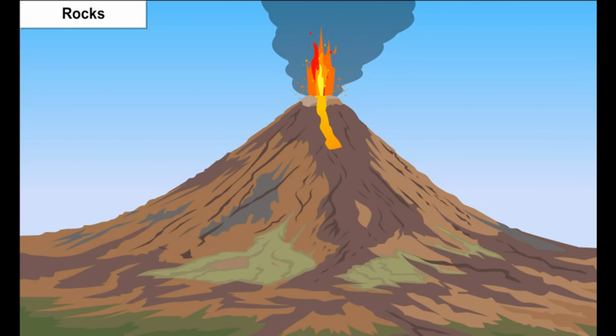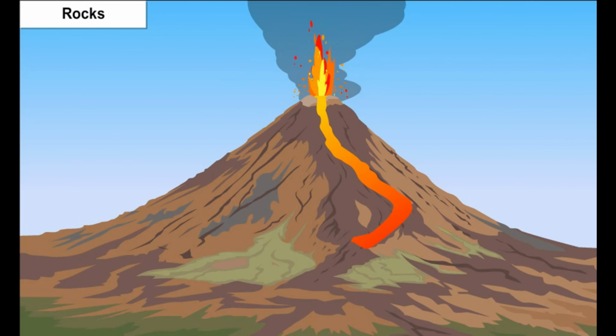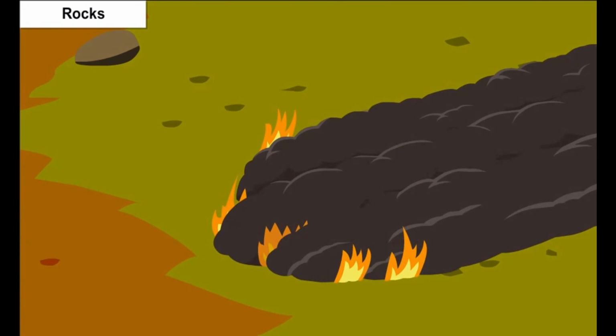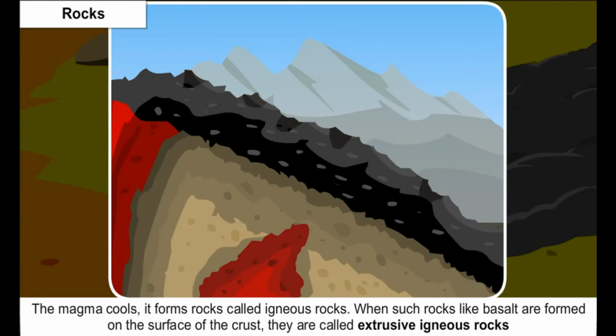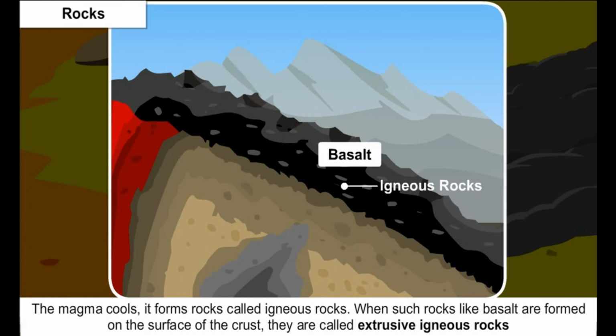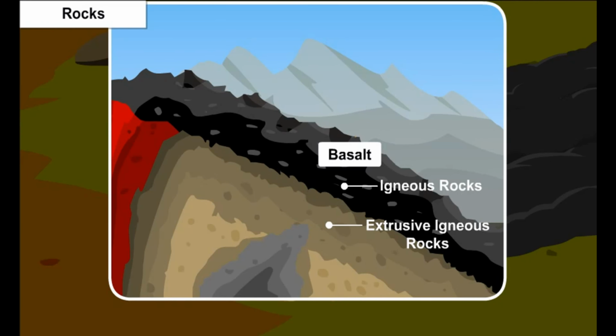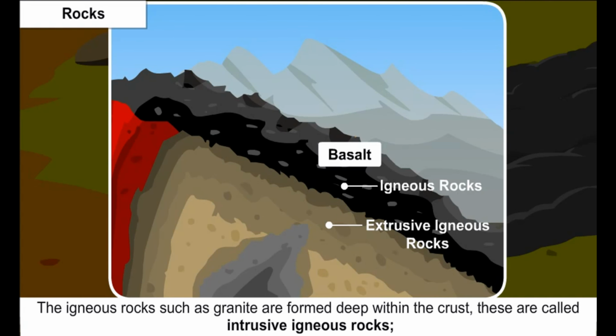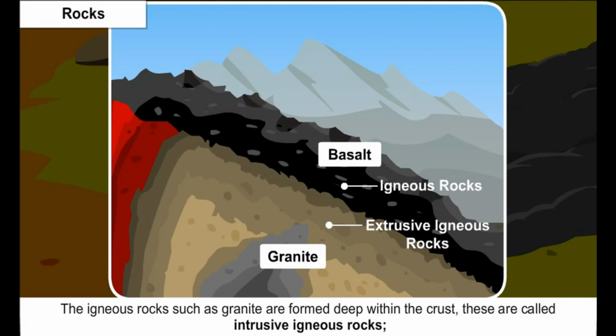When a volcano erupts, the molten lava flows out and pours onto the Earth's surface in form of molten magma. When the magma cools, it forms rocks called igneous rocks. When such rocks like basalt are formed on the surface of the crust, they are called extrusive igneous rocks. These are smooth in texture. When the igneous rocks such as granite are formed deep within the crust, these are called intrusive igneous rocks.